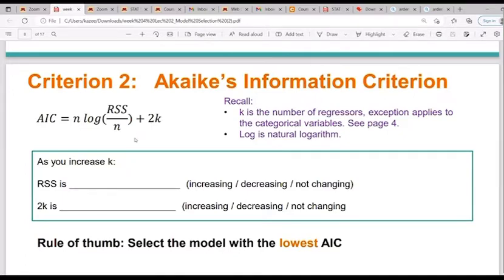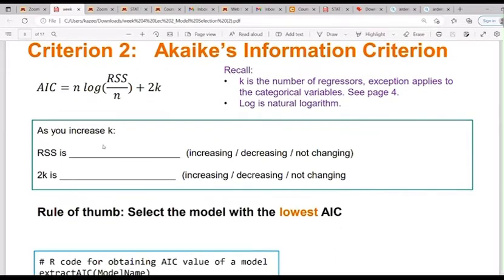Now when you increase K, what will happen to the residual sum of squares? And when you increase K, what will happen to 2 multiplied by K? You can decide on that. But there's something I'm going to tell you. If you have different regression models that are competing, and you really want to know which one you're going to trust, you're going to choose the one that has the lowest AIC. Using the second criterion, if you have different models and you have information about their respective AIC, you're going to choose the one with the lowest AIC.